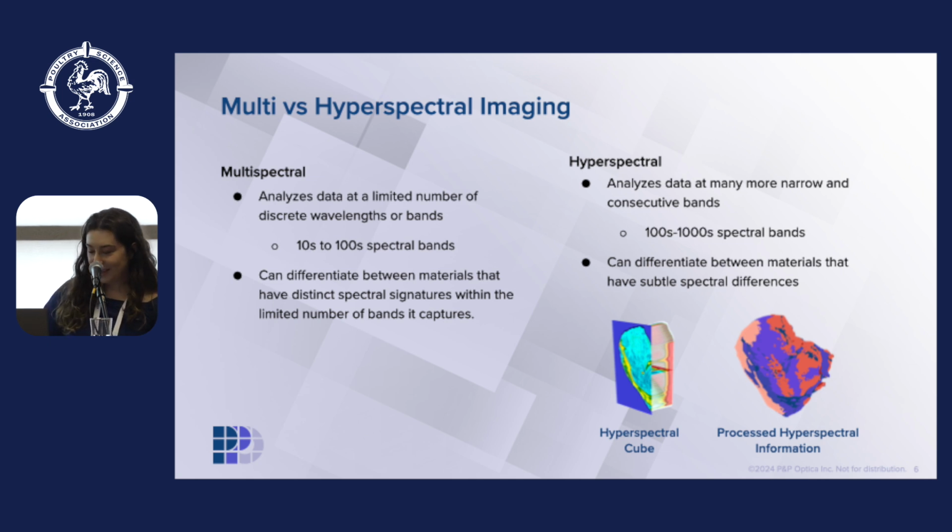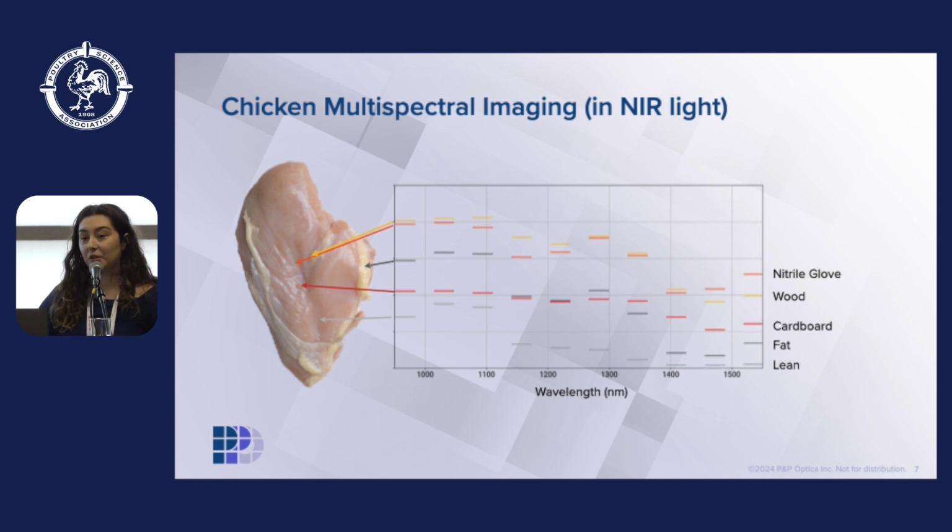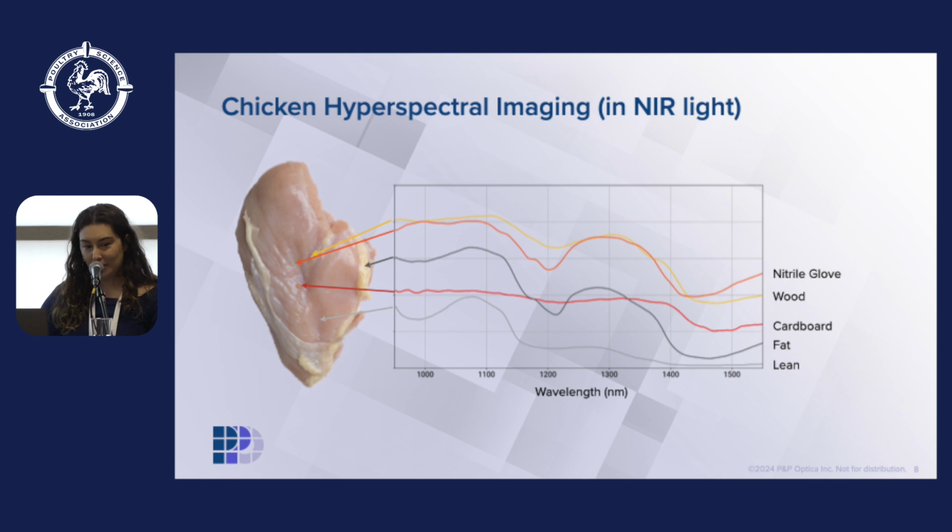To illustrate my point, here is a multispectral image of a couple of the more common foreign materials found in processing facilities with NIR light. I'll just give you a minute to kind of take it in. Now this is the same materials in hyperspectral imaging. Clearly there's less gaps in the data. The absence of gaps ensures comprehensive information without missing important spectral transitions.